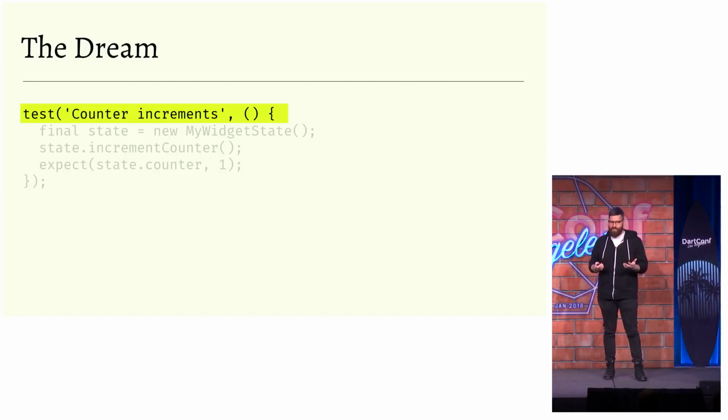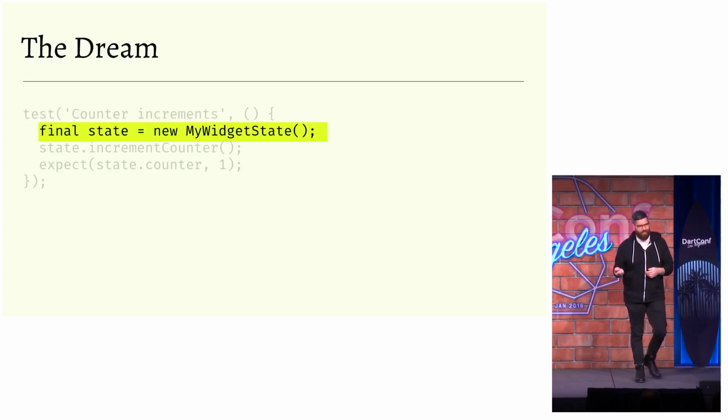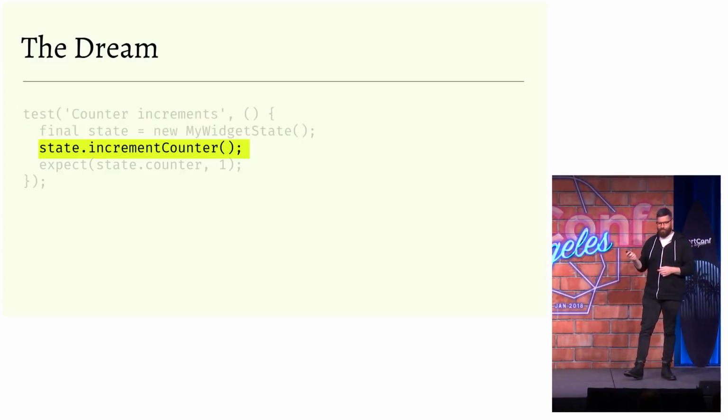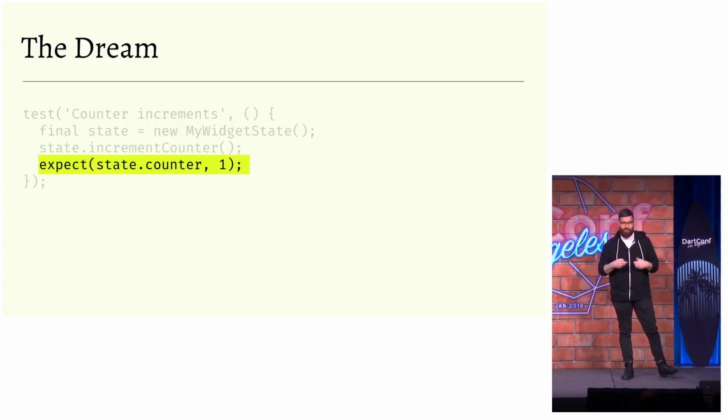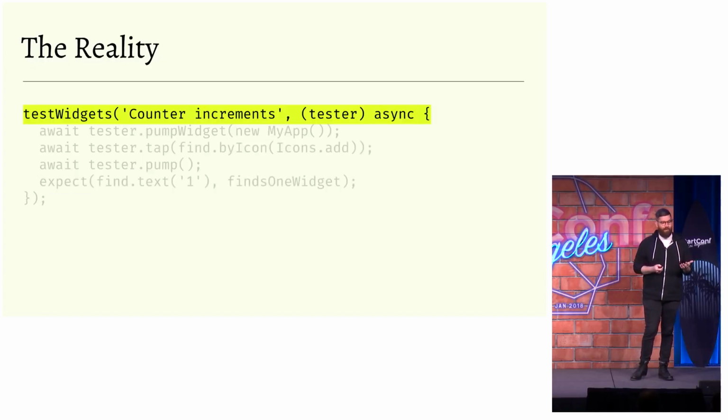So if we want to test this thing, this was my initial dream, right, is I was just gonna write a plain old Dart test. I was gonna instantiate a new version of the state class. I was gonna run the increment counter method and then just be able to expect that the counter has gone from 0 to 1. Now, unfortunately, that's not quite the way it works, right?